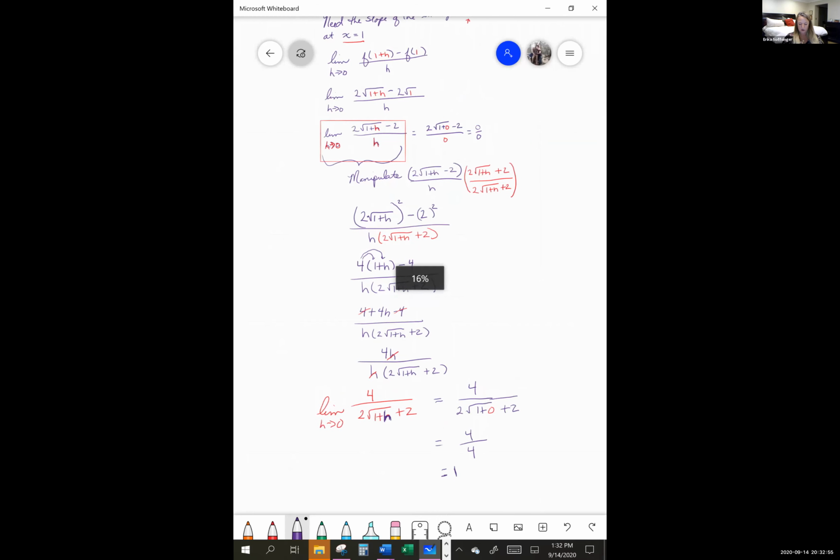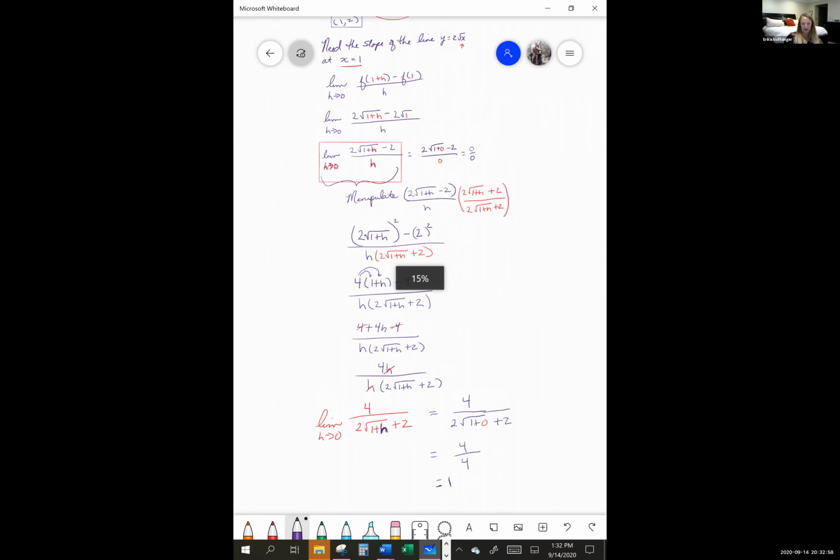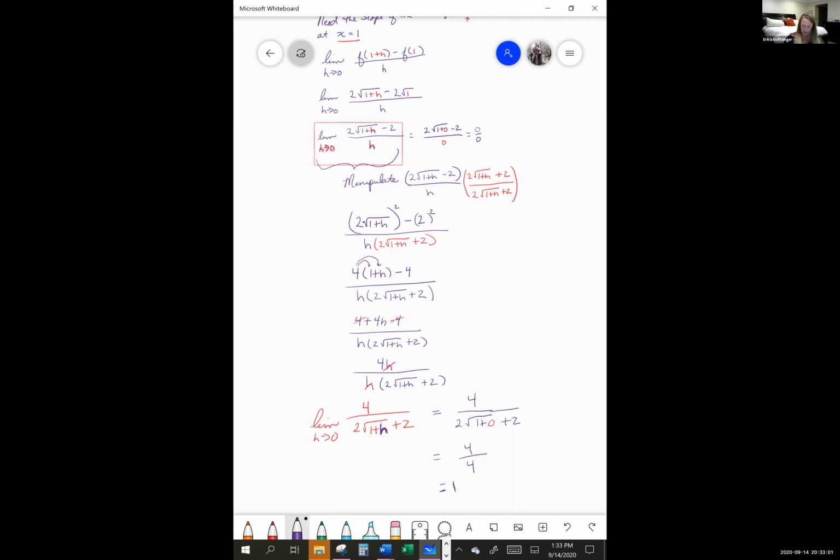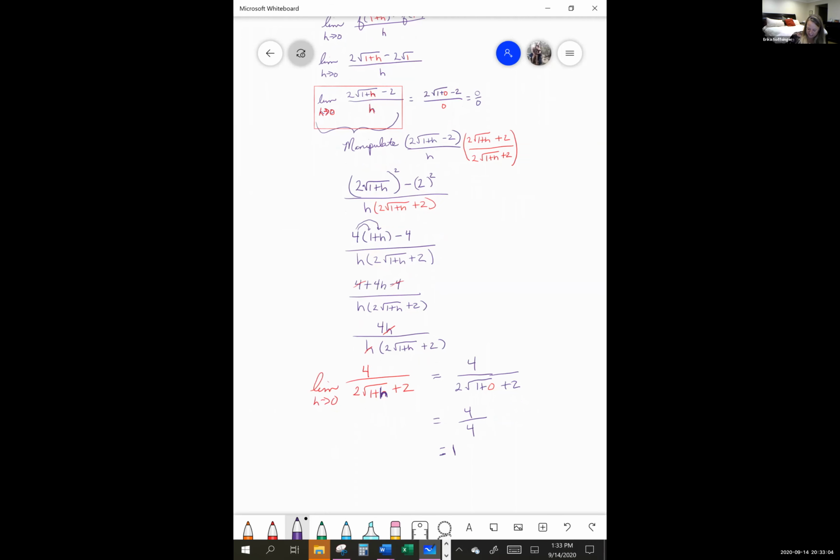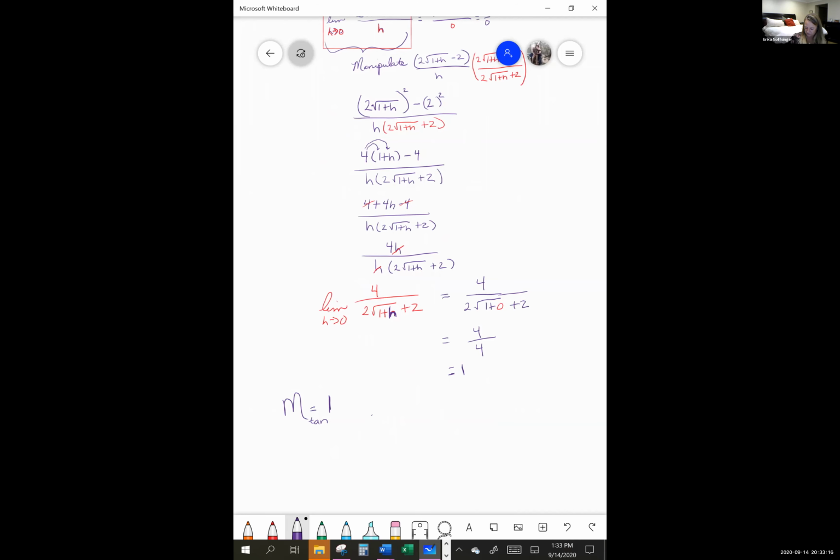So basically, what we just found was the slope of the tangent line at x equals 1. So our slope of the tangent line, maybe I'm going to put tan down here, is equal to 1. We need to find the equation of the tangent line. Well, we need a slope, which we have, and we need the point, and we were given the point. When x was 1, y was 2.